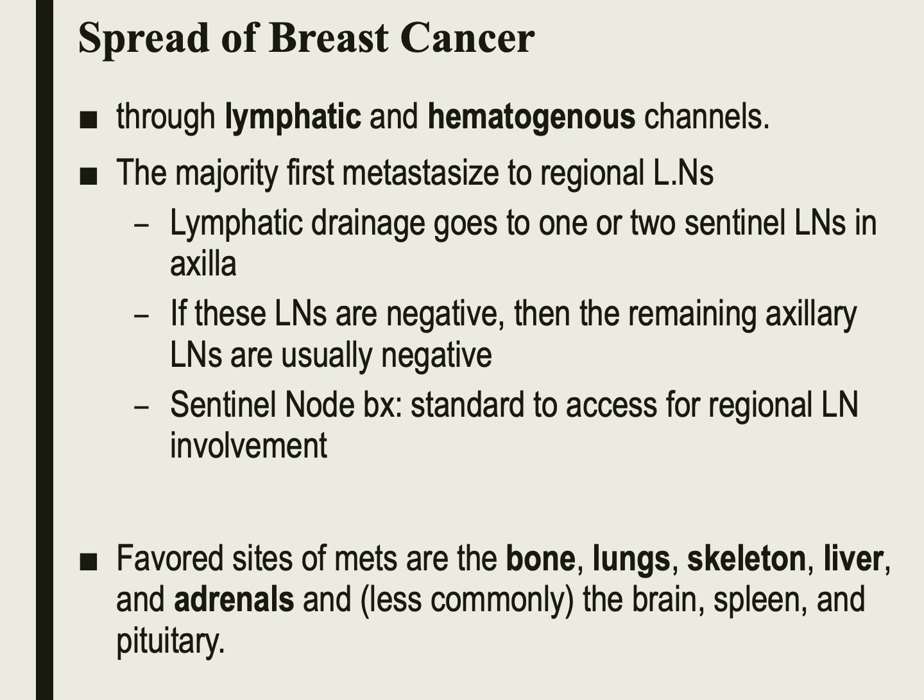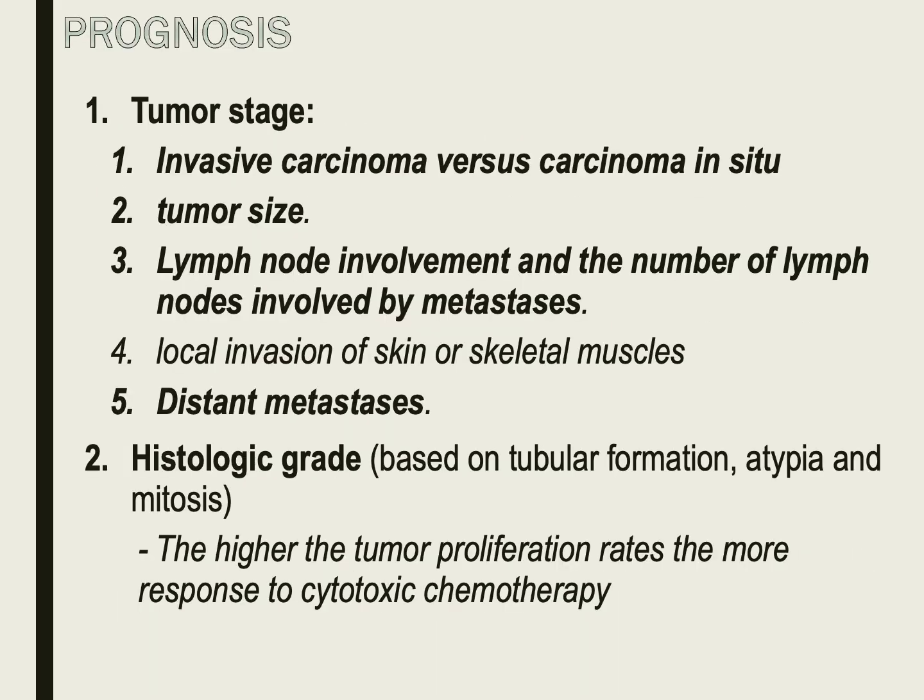Regarding metastasis, the favored sites for metastasis are the bone, lung, skeleton, and the liver, and also the adrenal. Less commonly the brain, the spleen, and the pituitary. In this slide and the next slide, we're going to be discussing the prognosis for a female with breast cancer.